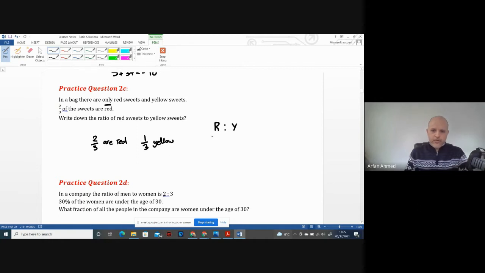So that's got to be 2/3 to 1/3. We don't like ratios with fractions in them. We need them as whole numbers. So if you times that by 3 to both sides, you'll get rid of the fraction. So that's going to be 2 and that's going to be 1. So it's 2 to 1. Yeah, there's your answer, 2 to 1.